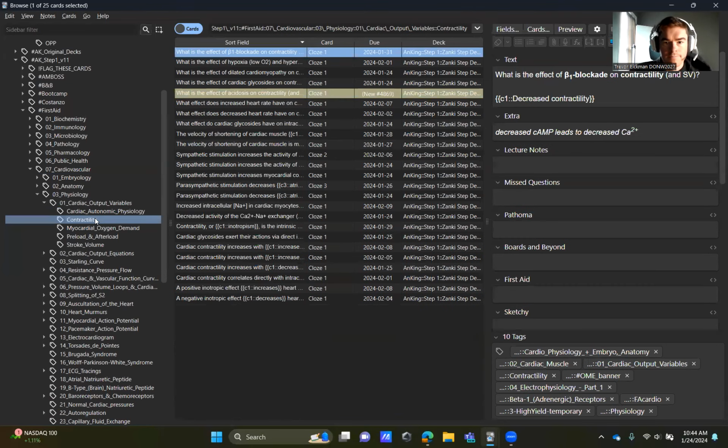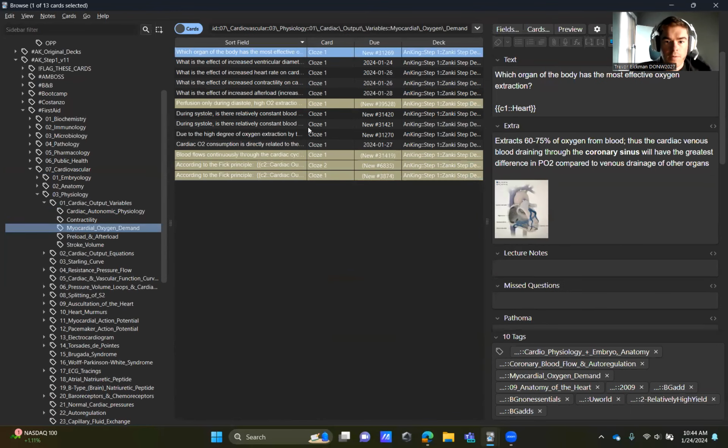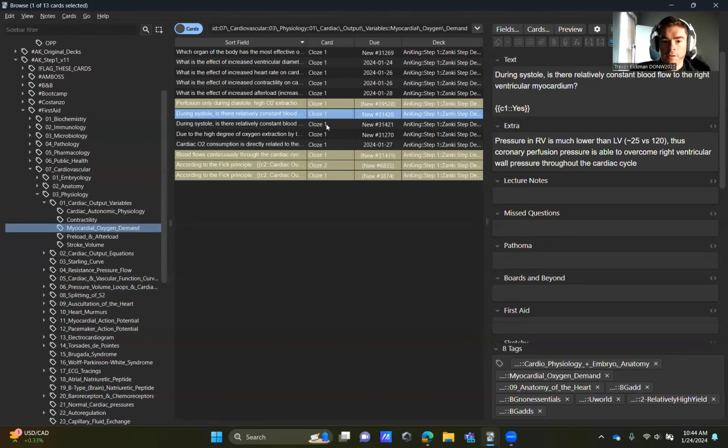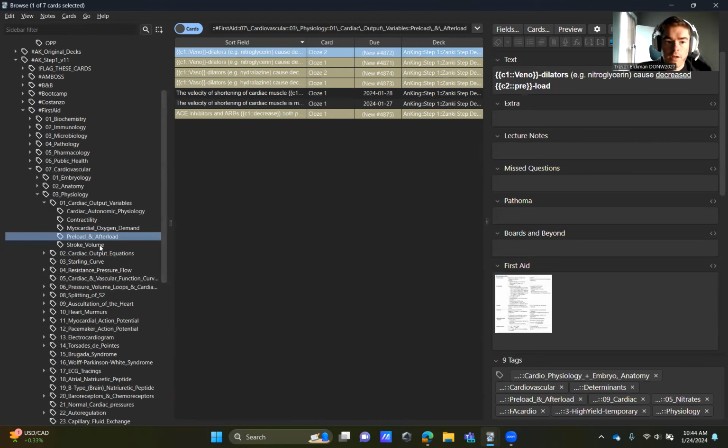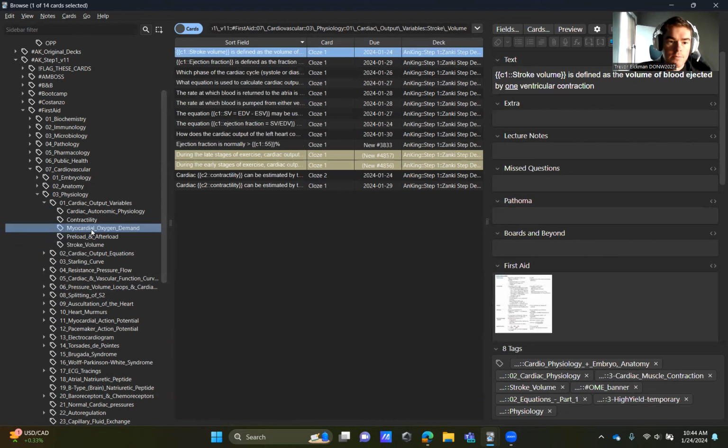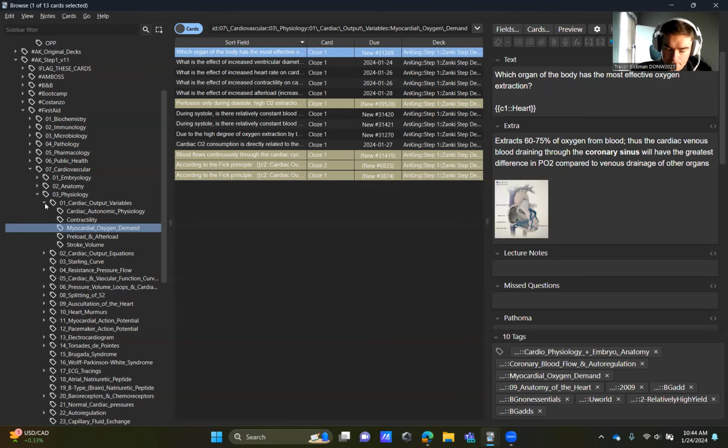So none here, none here. The ones where we do have them is the myocardial oxygen demand. So this first card here, with your cards organized with the arrow facing down, and this card, and this card. Just because I thought those would be helpful. None here and none here. So just those ones up here.